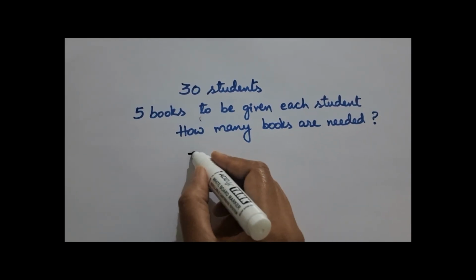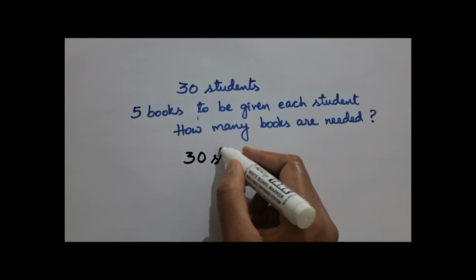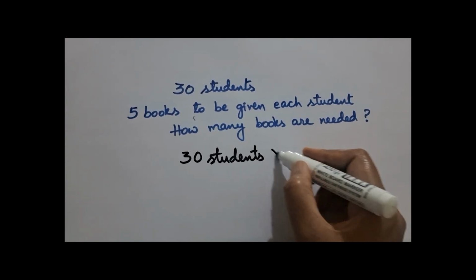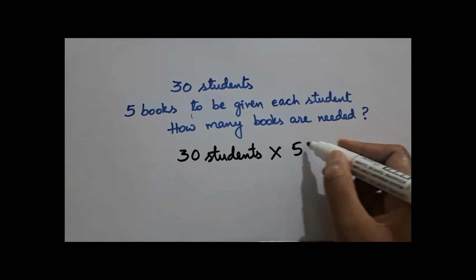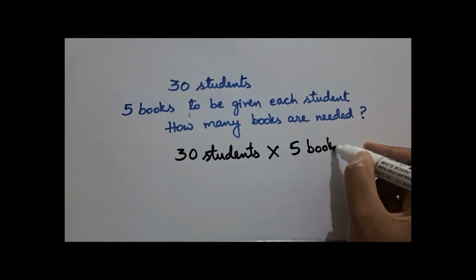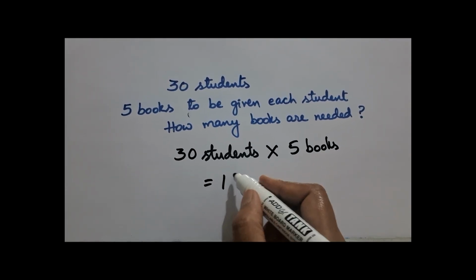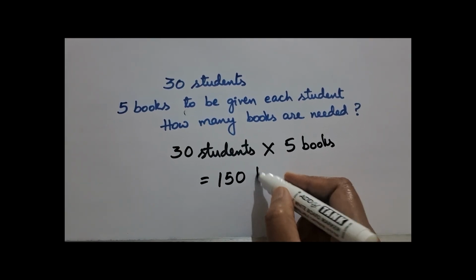There are 30 students multiplied with 5 books. Okay, which is equal to 30 into 5, 150 books are needed.